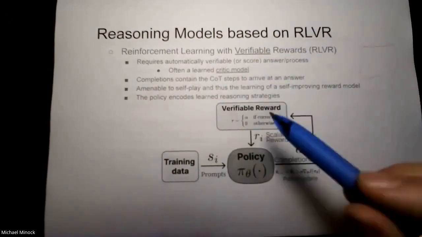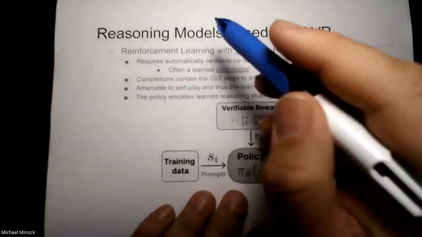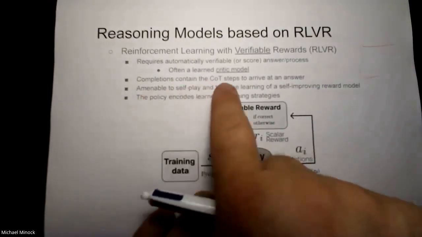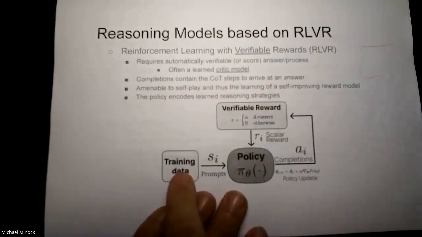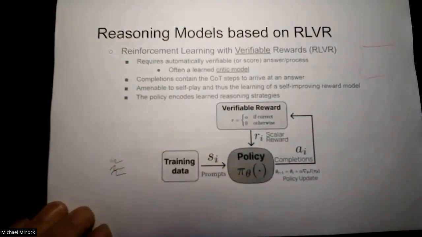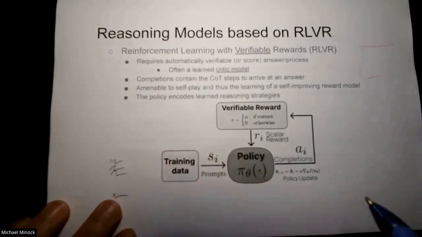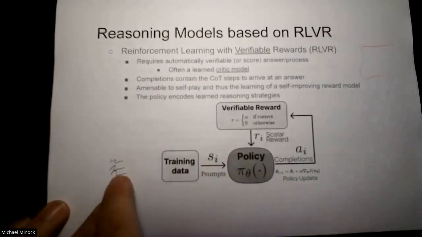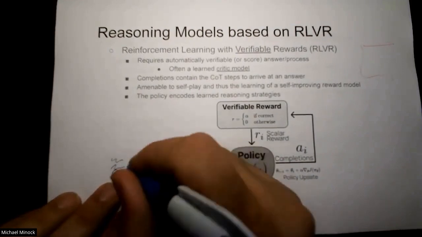But in any case, if we have something that we can give ourselves reward by, this is the way it works: the completions contain the chain of thought steps to arrive at the answer. So we have training data, and inside our training data we set up a math problem, and here's the actual answer. So what we do here is we take the example input for the math problem that sets up the math problem.